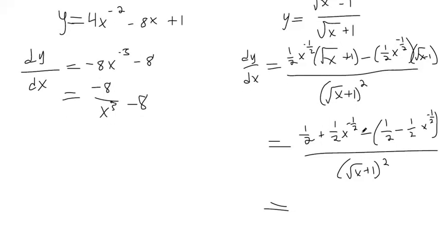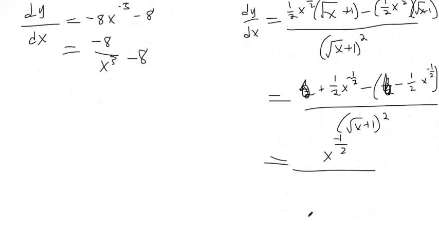Okay, so if you distribute the minus sign, you're going to have a 1/2 subtracted by 1/2. So those are going to cancel each other out. And then this is minus a negative 1/2. So 1/2 x to the negative 1/2 plus 1/2 x to the negative 1/2. That makes 1 whole x to the negative 1/2. That's what the numerator simplifies to be.